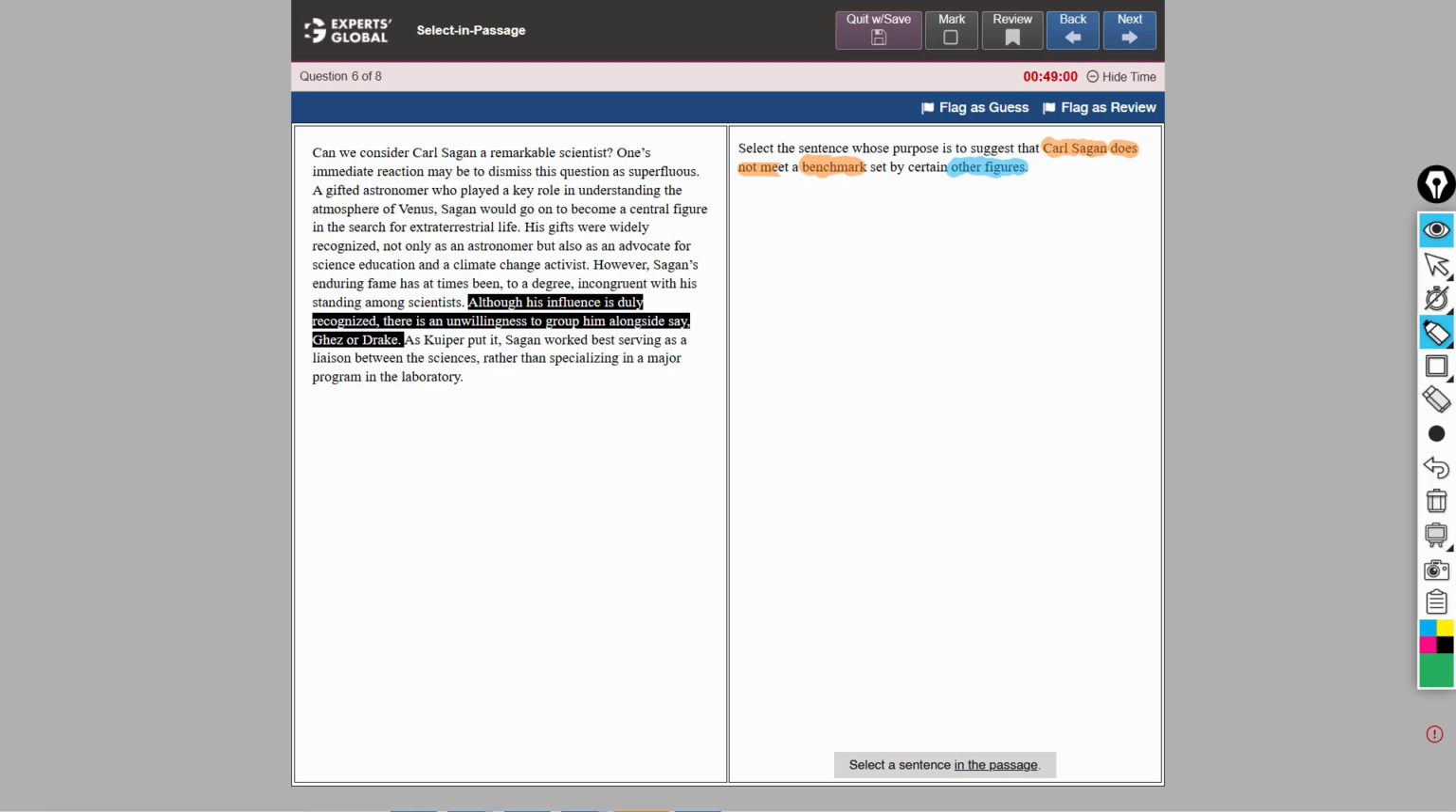Let's look at this other competing answer choice. This clearly talks about two specific figures, and by saying that although the influence of the scientist is recognized, there is an unwillingness to group the scientist alongside these figures. This sentence definitely has the purpose of suggesting that the scientist in question does not meet a benchmark set by other figures, these two here. This sentence makes a compelling answer choice, absolutely correct.